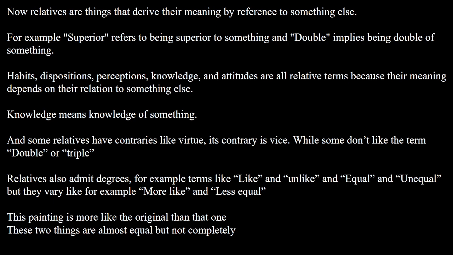Relatives also admit degrees. For example, terms like like and unlike, and equal and unequal, because they vary. For example, more like and less equal. This painting is more like the original than that one. These two things are almost equal but not completely. So those are two examples.